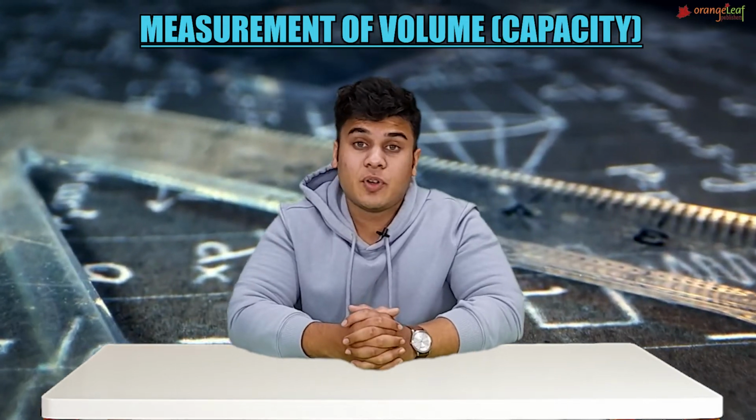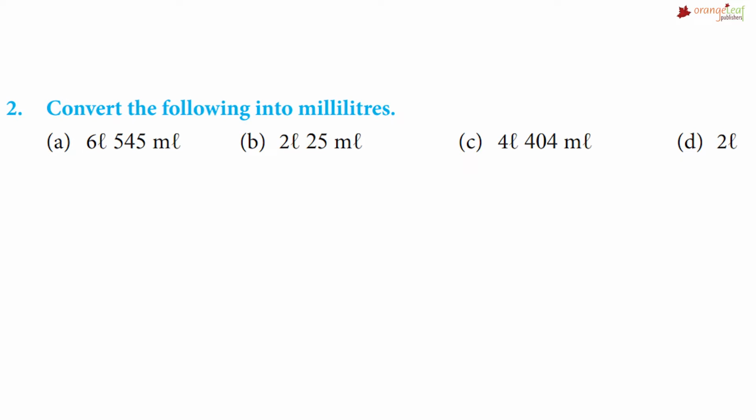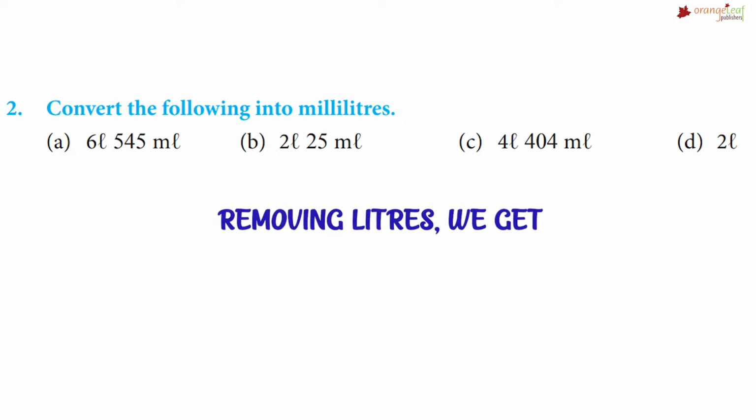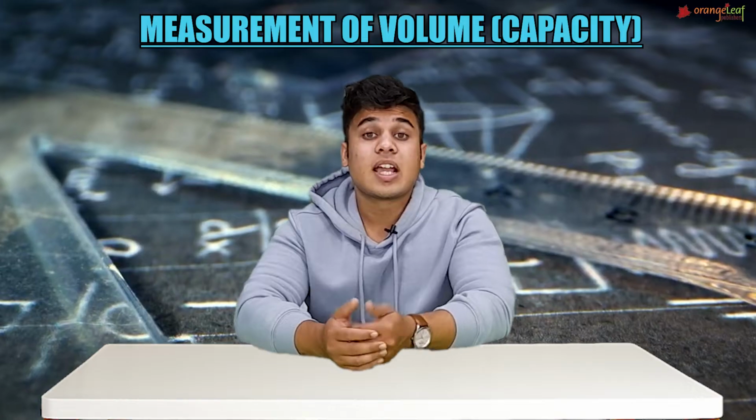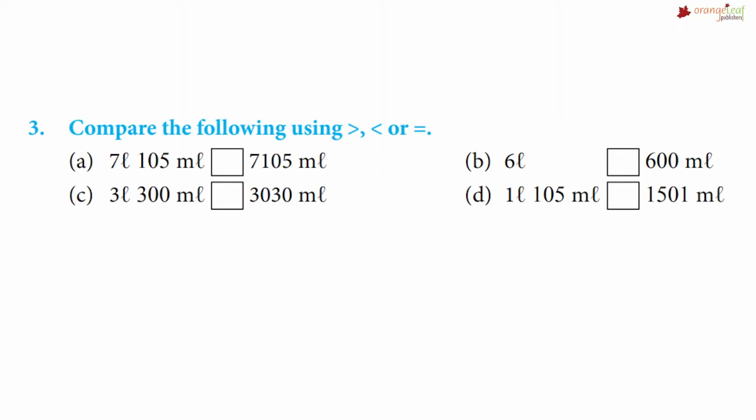Now let's convert the following into milliliters. 6 liters and 545 milliliters. If we remove liters, we get 6545 milliliters. Now let's compare the following. 7 liters and 105 milliliters compared to 7105 milliliters. We can see that both are the same, so we use the equal to sign.